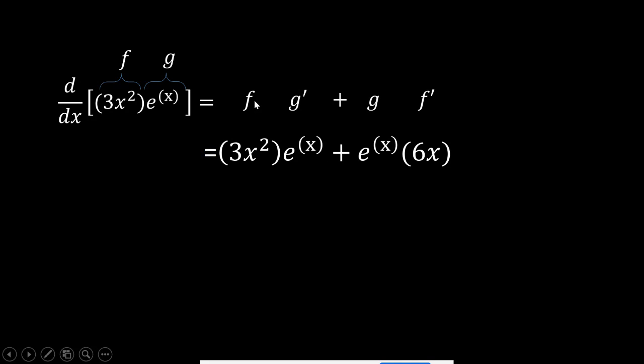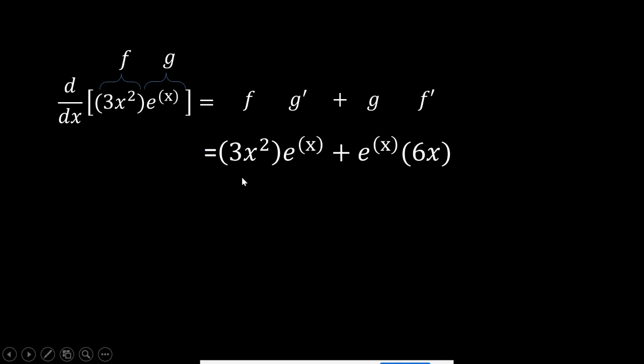Okay, so we have f, 3x squared. We need to take the derivative of g. Well, g was e to the x, and the derivative is e to the x, plus g, e to the x, times the derivative of f, which was 6x. The only thing we have to do now, because we don't want to leave this answer like this, is see if we can simplify it or clean it up a little bit.